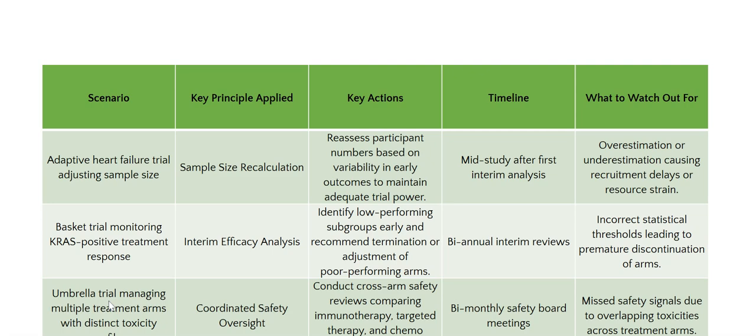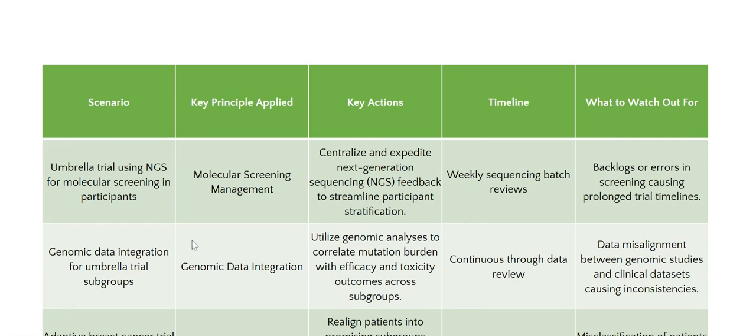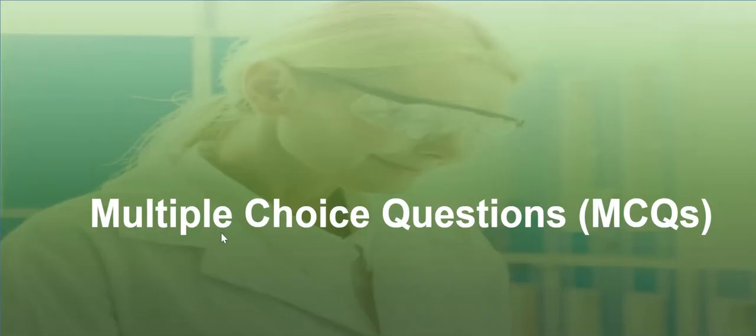response, umbrella trial managing multiple treatment arms with distinct toxicity profiles, adaptive COVID-19 treatment trial halting based on success, and then with scenarios still, umbrella trial using NGS for molecular screening in participants, genomic data integration for umbrella trial subgroups, and adaptive breast cancer trial adjusting participant stratification. Next, we will revise what we have covered through this lecture through some multiple choice questions, some MCQs.